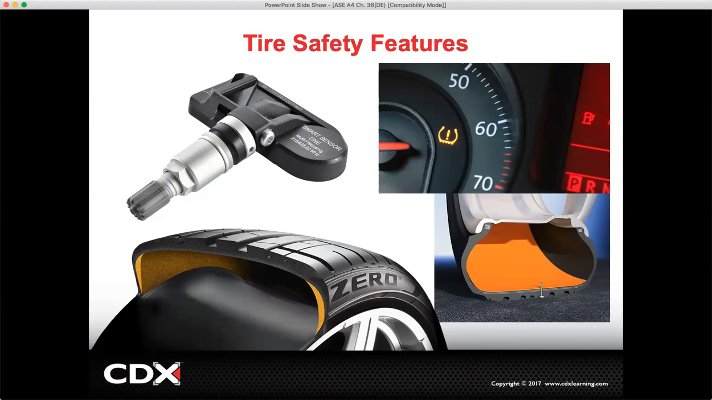Tire safety features. A tire pressure monitoring system is used to monitor the air pressure in each tire and warn the driver if one or more tires are low. Run flat tires are designed to be driven for a reasonable amount of time when the tire pressure is low or empty. Then we have the self-sealing tires, which resist leaks and help maintain air pressure. And then a spare tire is designed to be used for reduced speed and distances so that a driver can get the vehicle to a service facility.